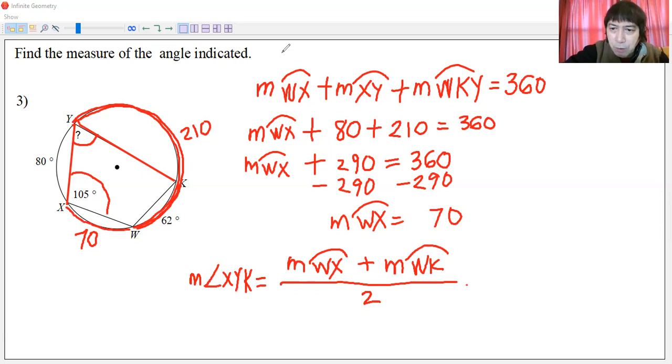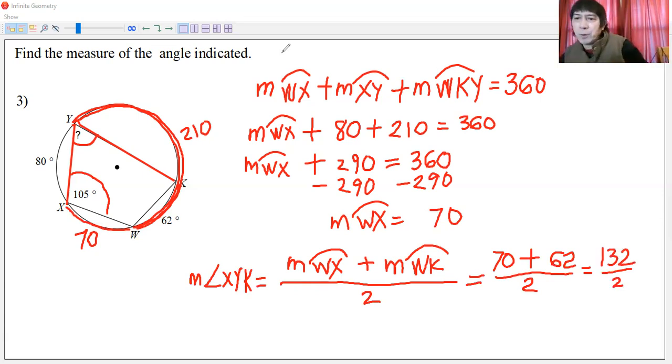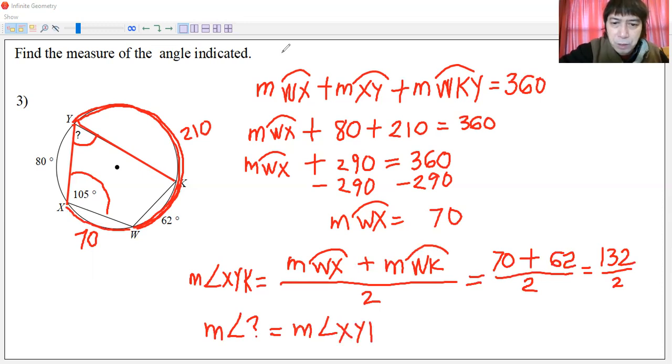So if we put the values now, we have WX arc, that's 70, and we have WK arc, the 62, and then the sum is divided by 2. This is 132, we divide this by 2. So we have, how much is that? 66. Is that 66? All right. So yes. The measure of the angle with a question mark, the measure of the angle XYK, is equal to 66 degrees.